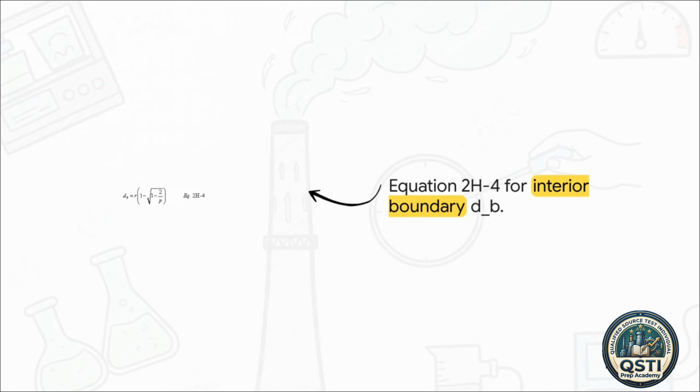Next up, let's sketch out Equation 2H-4. This one is all about calculating DB, which is the interior boundary of your equal area sector. Now pay attention, because here is a vital rule for your test. Your last 1-inch measurement, your D last, absolutely cannot be closer to the center of the stack than this interior edge, DB. You're going to use this exact formula so you know exactly where your wall sector ends.